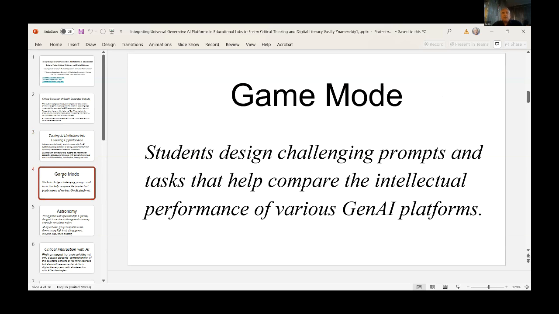Okay, so game mode is an important part of our methods. And another important part of our methods is that we use different types of artificial intelligence systems. Some of them produce text, some of them produce pictures, some of them produce videos, video movies.